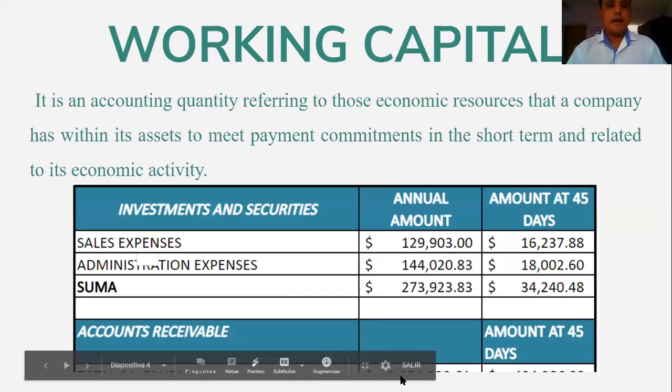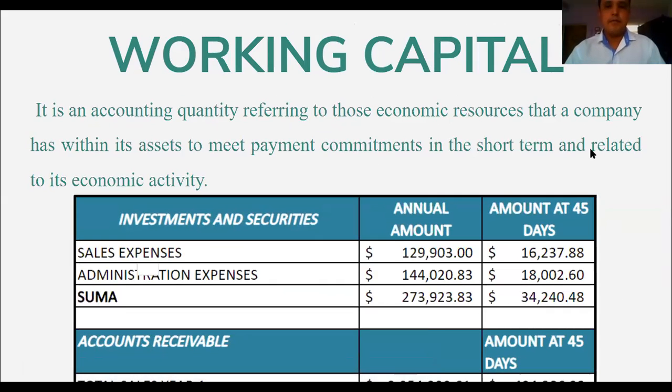Following, we have the working capital. This accounting refers to those economy resources that a company has within its assets. These ones are the following: the sales expenses, which is on 16,237 pesos; the administrative expenses, which is 18,002 pesos, with the sum of 30,240 pesos with 48 cents.